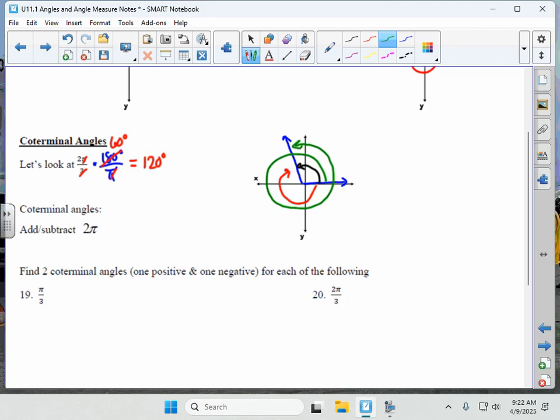And so to find coterminal angles given radians, you can convert to degrees and then do what we did with degrees: add and subtract 360.